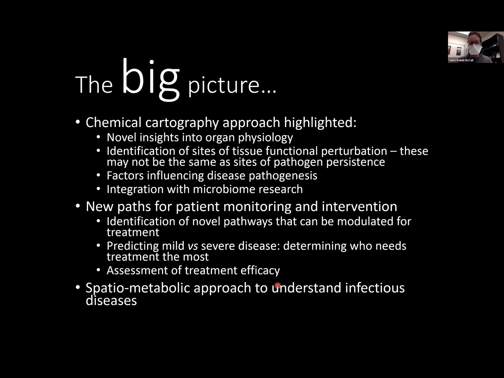We apply chemical cartography broadly to many different disease systems, helping us understand organ physiology, helping us understand why symptoms develop where they do in the body, and then a translational framework to find new pathways to treat disease, new ways to predict disease progression, and monitor treatment efficacy. If I leave you with just one message today, it's the importance of thinking spatially when you're looking at metabolism and integrating spatial context into your understanding of disease.